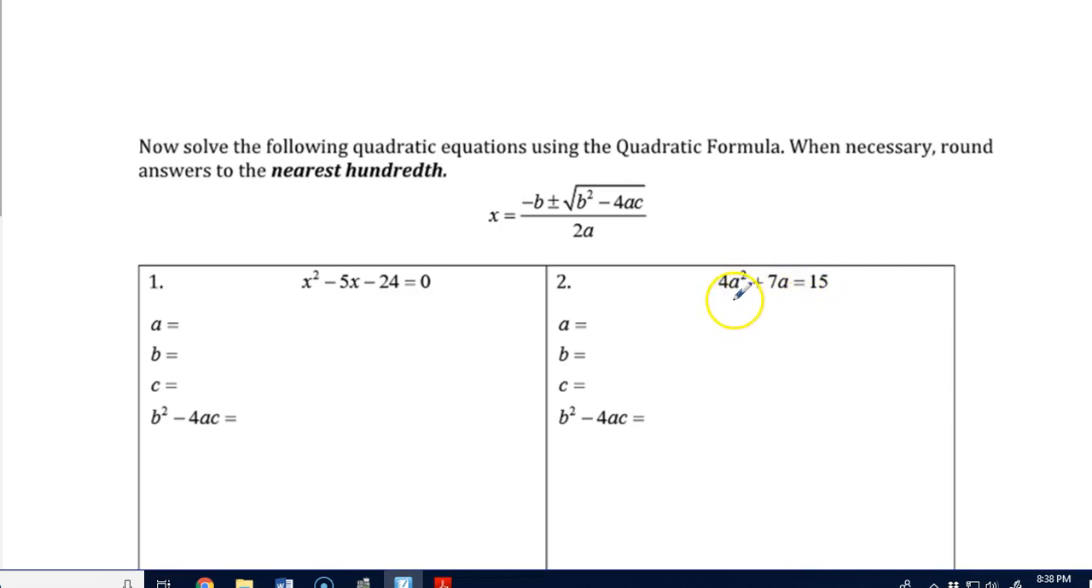So if you subtracted 15, we have our 4a squared plus 7a minus 15 equals 0. Now we can identify a, b, and c. It's a little weird that a is the variable in the equation, the unknown, but that's okay. When we're talking about the parameter a, it's the coefficient of the squared term. So that's 4, right? B is 7, c is negative 15.